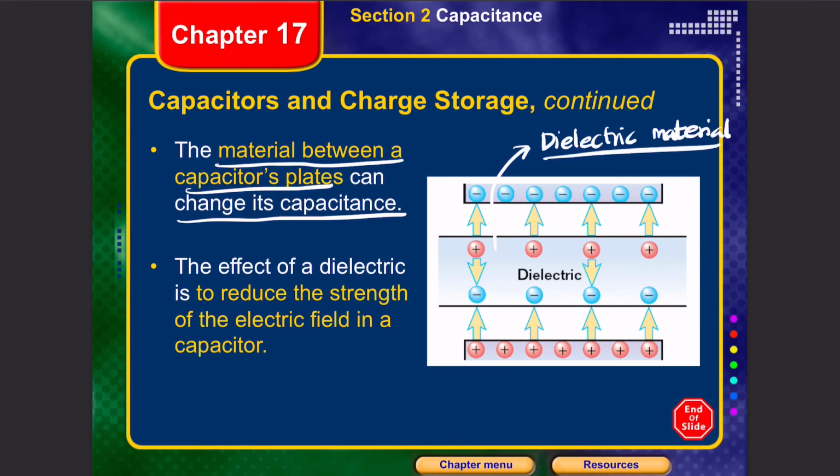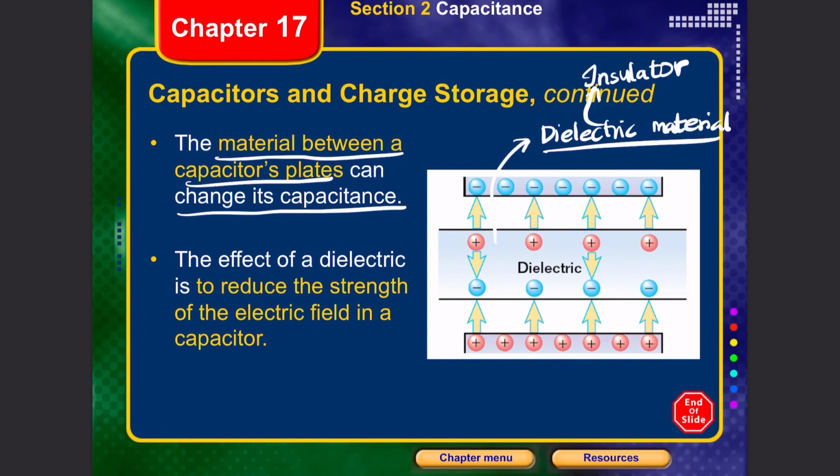So what is this dielectric material? A dielectric material is basically an insulator. The better the insulator, the better the capacitance of that particular capacitor. Whenever we have two plates, there are what we call dielectric interactions, where one plate tries to attract the charges on the other plate, and this causes a small decrease in the electric field. So the effect of a dielectric here is to reduce the strength of the electric field in a capacitor. By reducing the strength of the electric field, it can store the charge longer and separate.